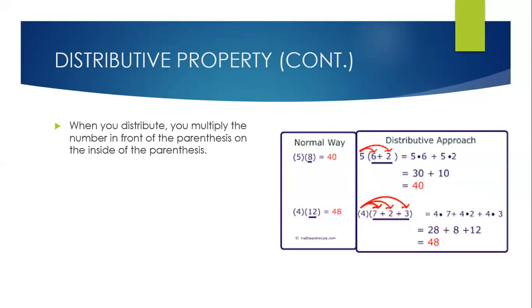Let's look at these other 2 examples. All right. So 5 times 6 plus 2, so 5 times 6 is 30. 5 times 2 is 10. There's a plus in the middle, so we put a plus. 30 plus 10 is 40. 4 times 7 is 28. 4 times 2 is 8. 4 times 3 is 12. 28 plus 8 plus 12 is 48. So that's that.